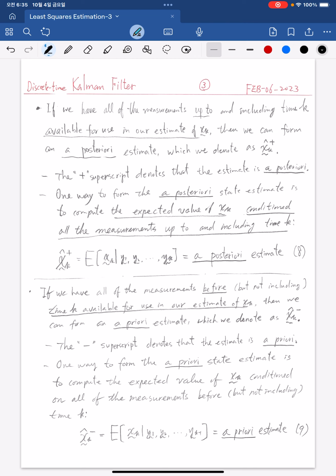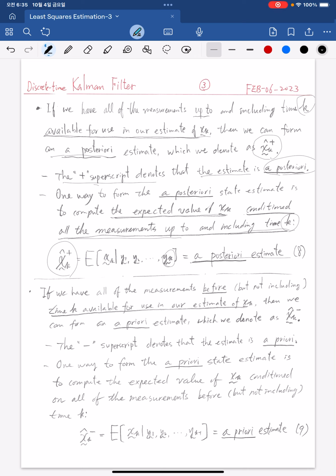If we have all the measurements up to and including time k available for use in our estimate of x_k, then we can form a posterior estimate which we denote as x_k hat plus. The plus superscript denotes that the estimate is a posteriori. One way to form a posterior state estimate is to compute the expected value of x_k conditioned on all the measurements up to and including time k. x_k plus는 y_k까지 포함하는 the posterior estimate.